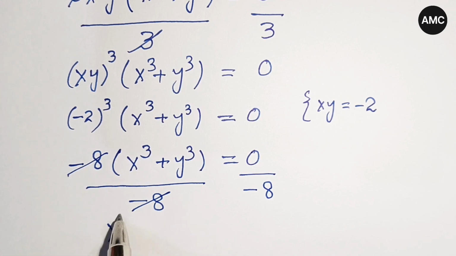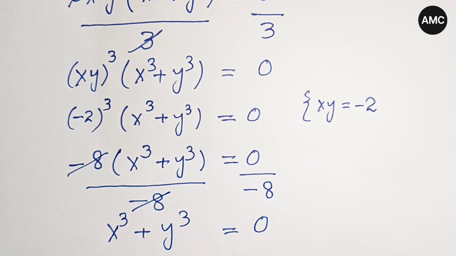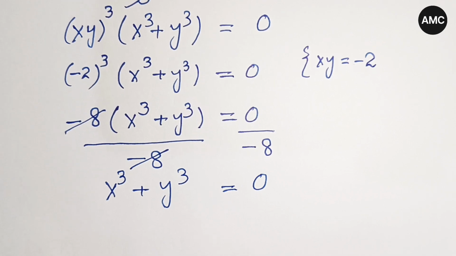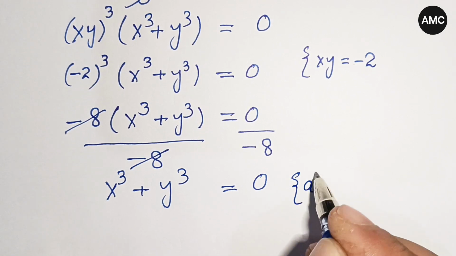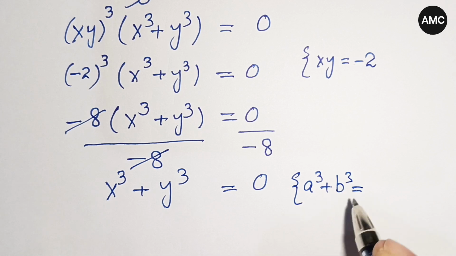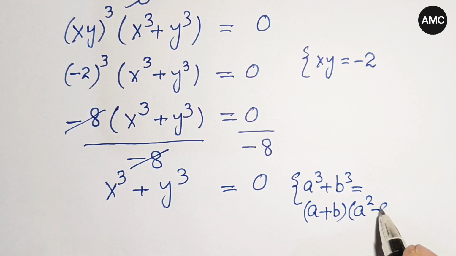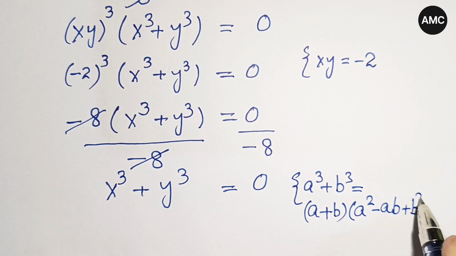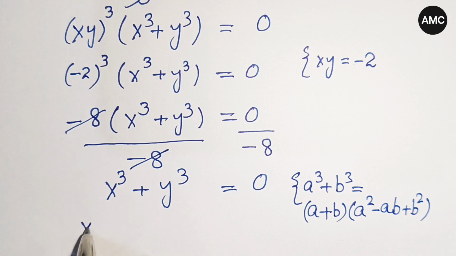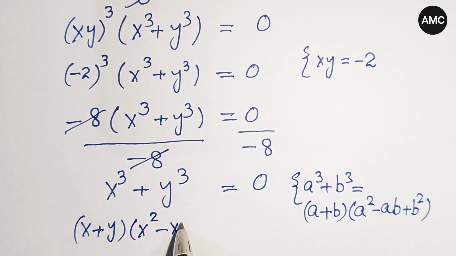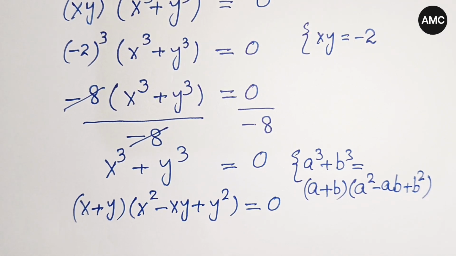We get x cubed plus y cubed is equal to 0. Now we know that by algebraic identity, a cubed plus b cubed is equal to a plus b times a squared minus a times b plus b squared. So here we have x plus y times x squared minus x times y plus y squared is equal to 0. Now we have two possible cases here.